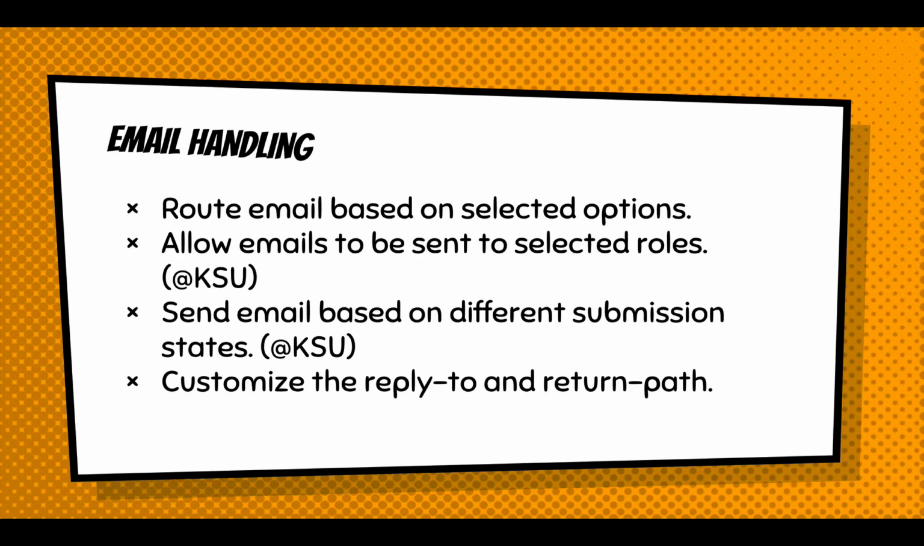Email handling has been significantly improved, where you can route emails based on selected options. This feature is available for Drupal 7. Another ability is you can send emails to specific roles. So for example, if you have an application process, a reviewer role, you can have an email go to all reviewers, and it makes it a little easier to manage how emails are being routed. And this was also sponsored by Kenshaw State University.